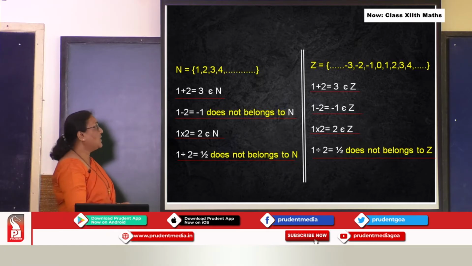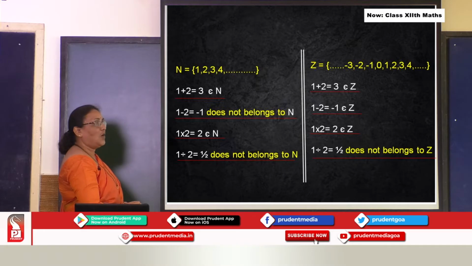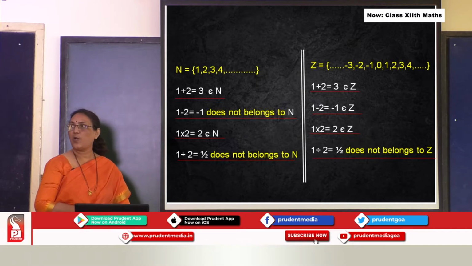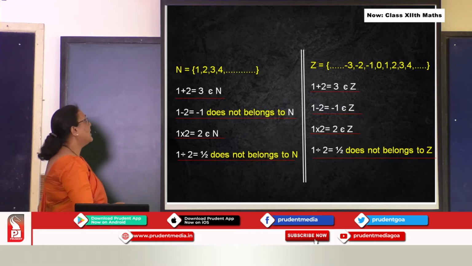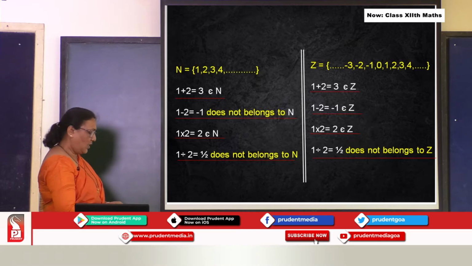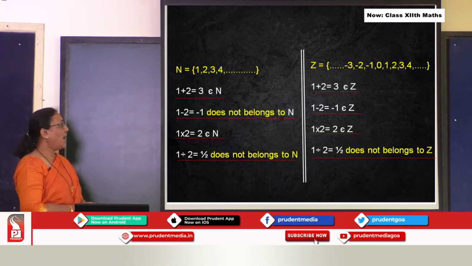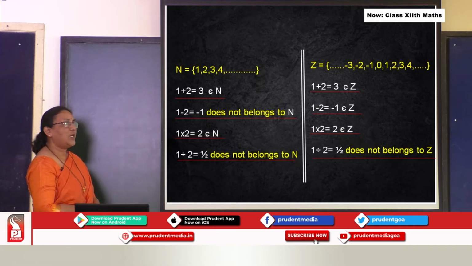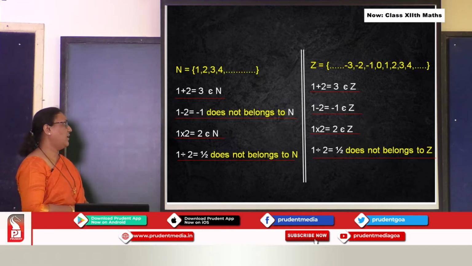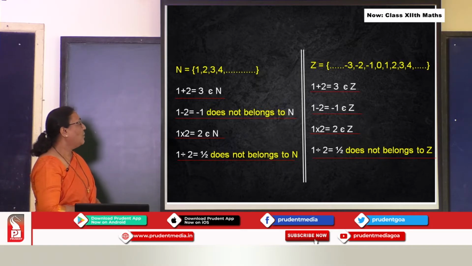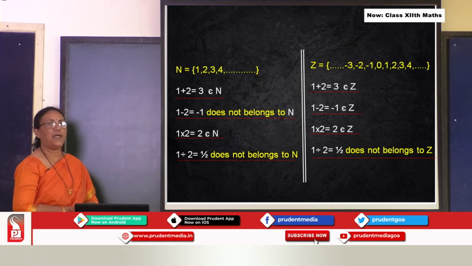Is it clear to you all what a binary operation is now? If the answer comes in the same set, then it is a binary operation. Now, 1 minus 2 is minus 1, which does not belong to N, therefore minus is not a binary operation. Now the third example: 1 into 2 is 2, and 2 belongs to N. 1 is a member of N, 2 is also a member of N, and the product is also a member of N. Therefore, multiplication is also a binary operation.